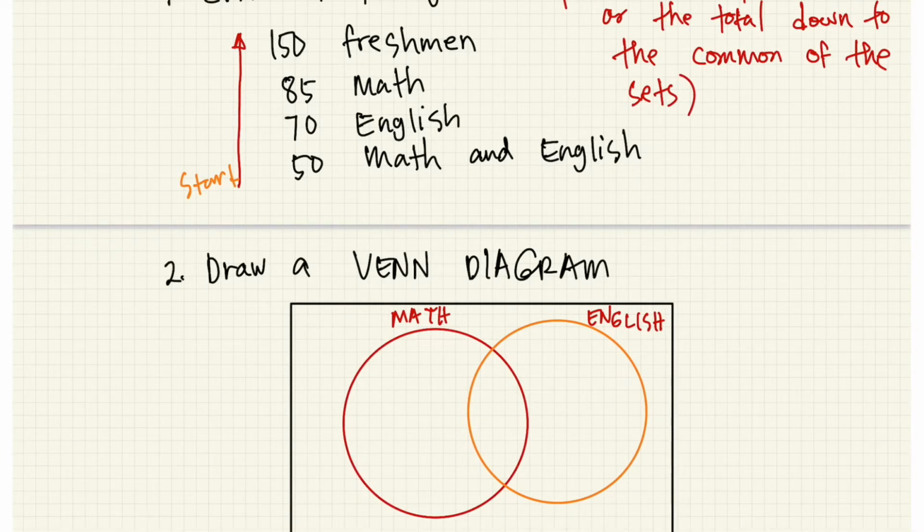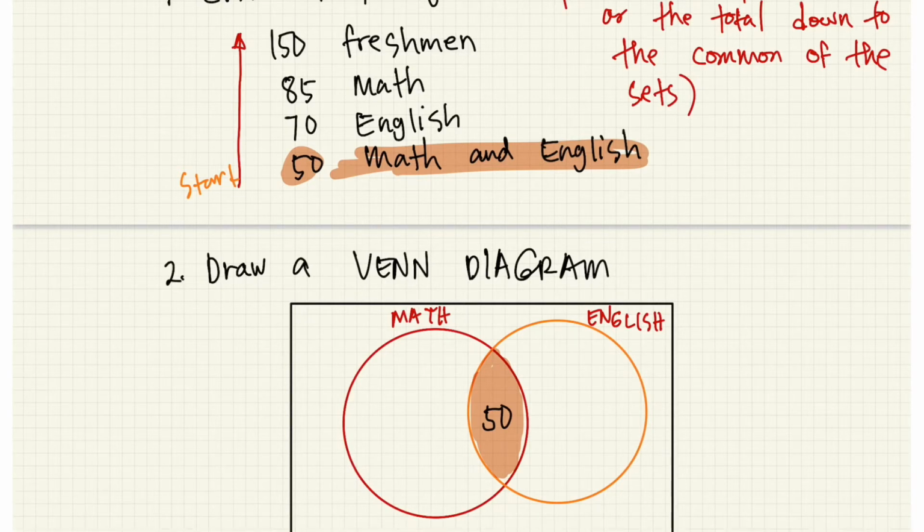Now we have here, since the first one is this one, 50, math and English. So that is the one that connected between math and English. So we're going to look at our Venn diagram. So this is where we're going to write 50. So this is where the common part of the set lies. So therefore we're going to write there 50.